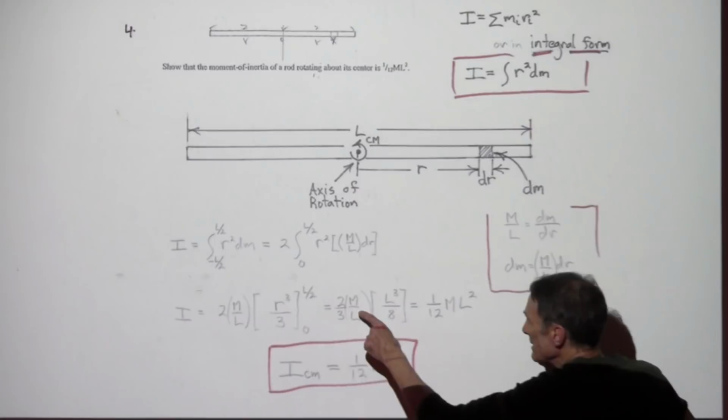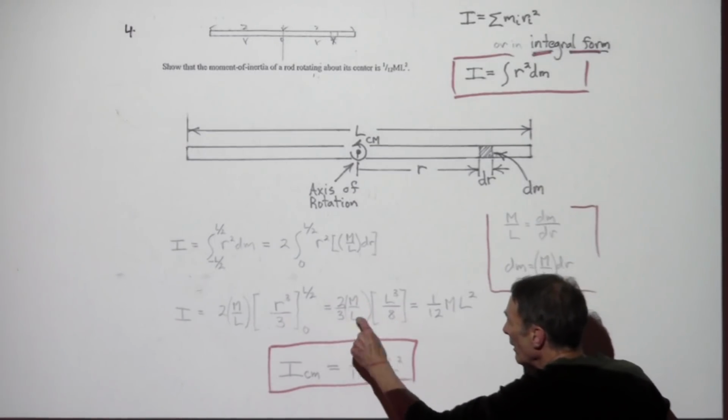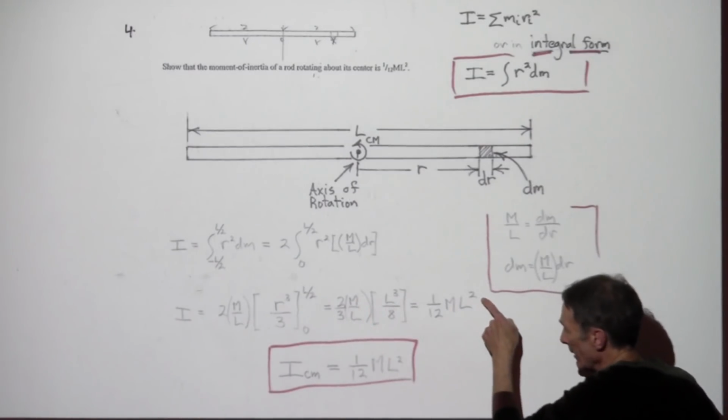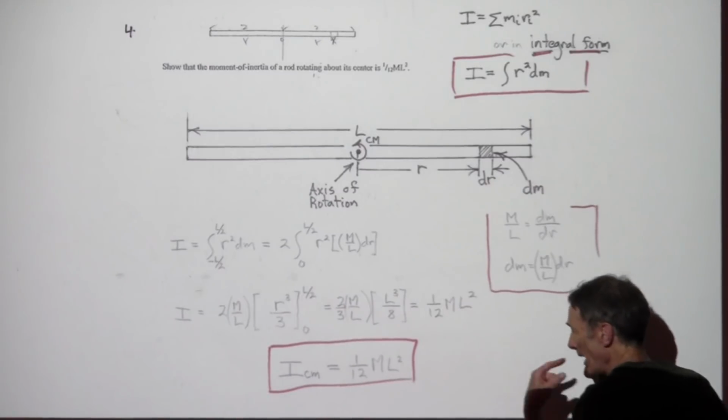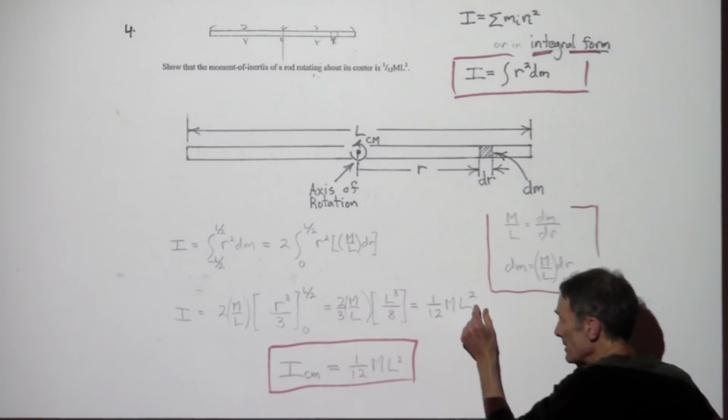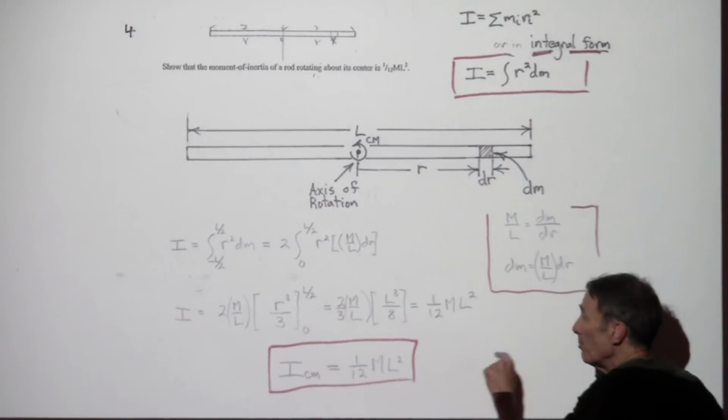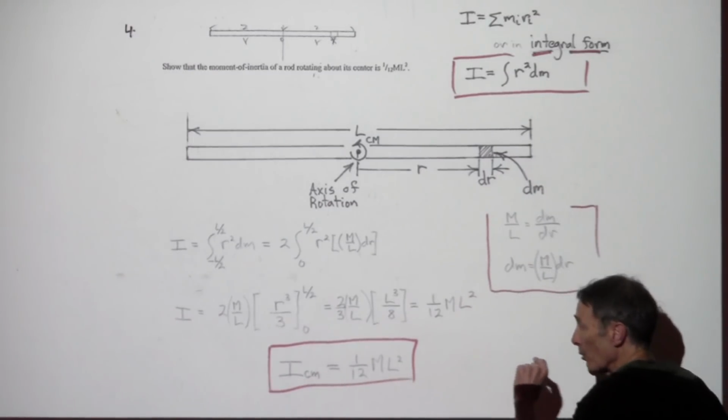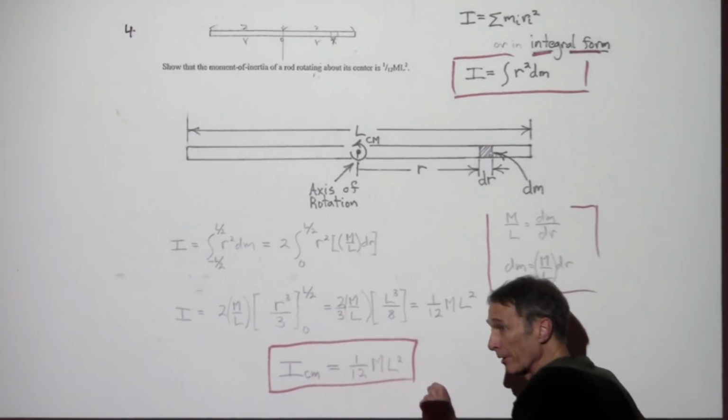And I think you can piece it together. This is going to be M. One of these L's goes out, so we end up with L squared. You should always have these units of mass times distance squared. And so the moment of inertia for a thin rod is 1/12 M L squared.